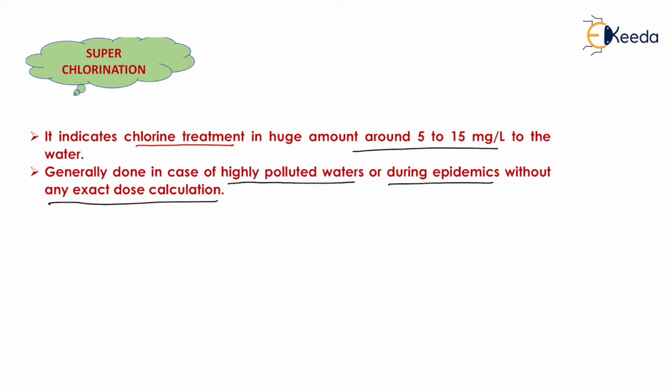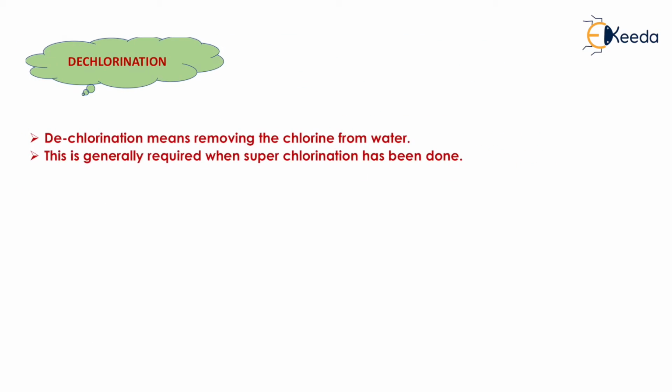Now when the situation generally settles down, or when the flood goes out, the condition will be stable. When the condition becomes stable, we need to remove the excess chlorine from that water, and for the removal of excess chlorine we do the dechlorination process. Dechlorination means removing the chlorine from the water.